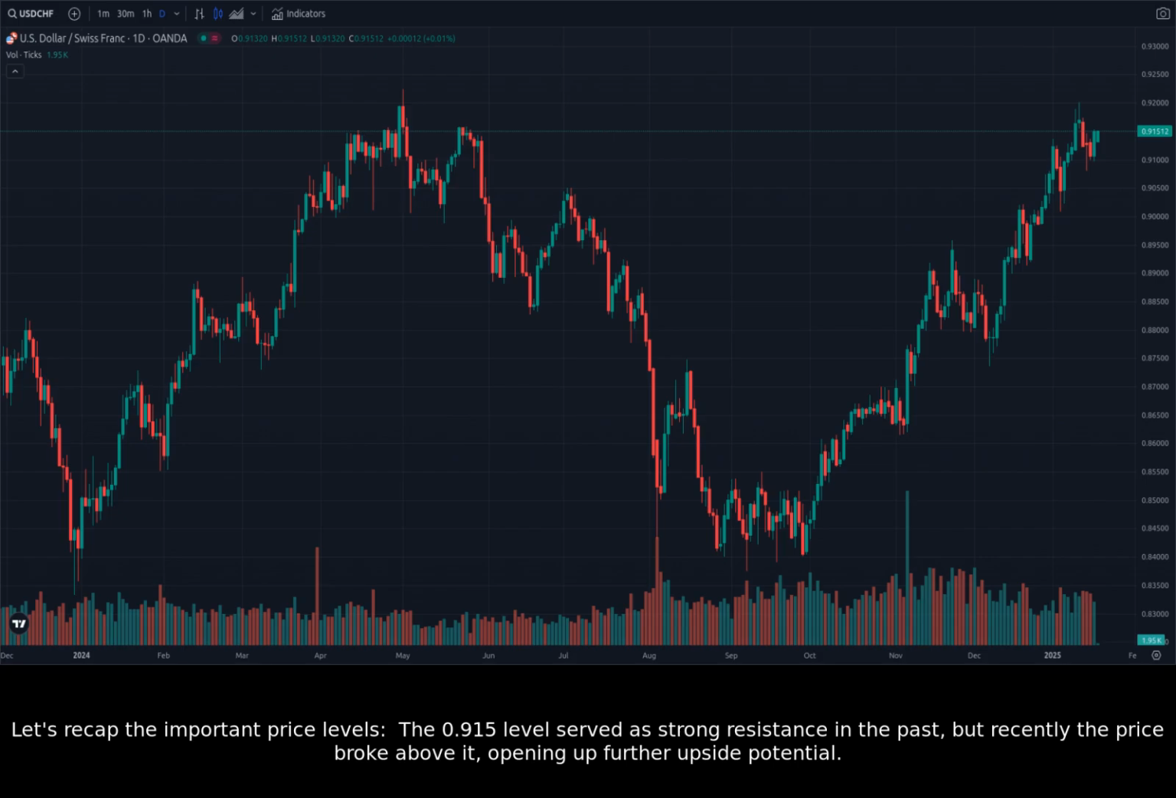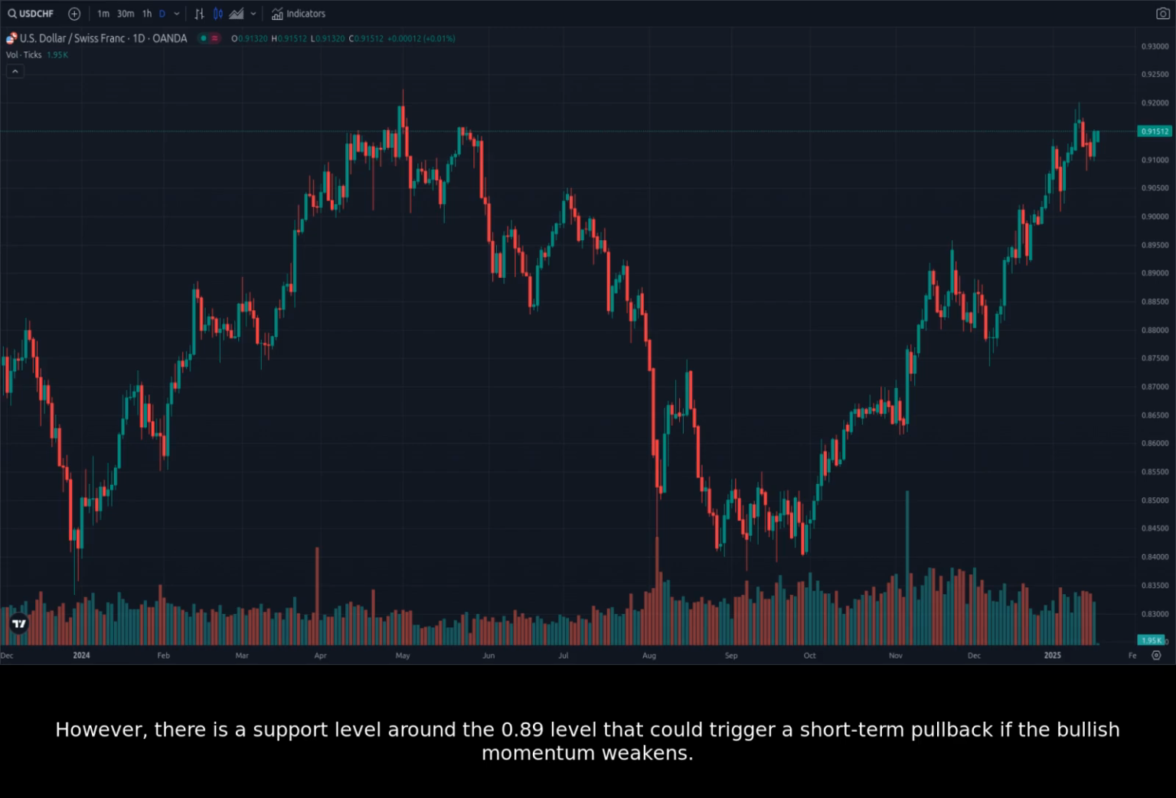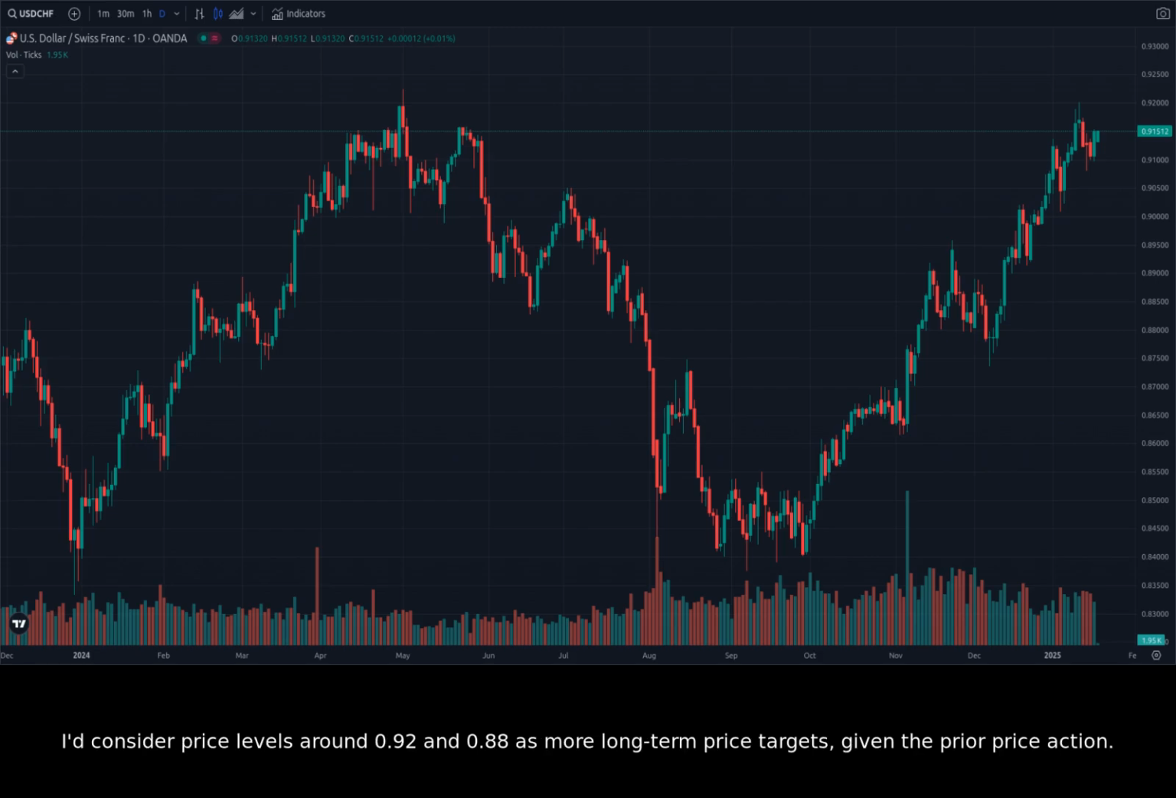Let's recap the important price levels. The 0.915 level served as strong resistance in the past, but recently the price broke above it, opening up further upside potential. However, there is a support level around the 0.89 level that could trigger a short-term pullback if the bullish momentum weakens. I'd consider price levels around 0.92 and 0.88 as more long-term price targets, given the prior price action.